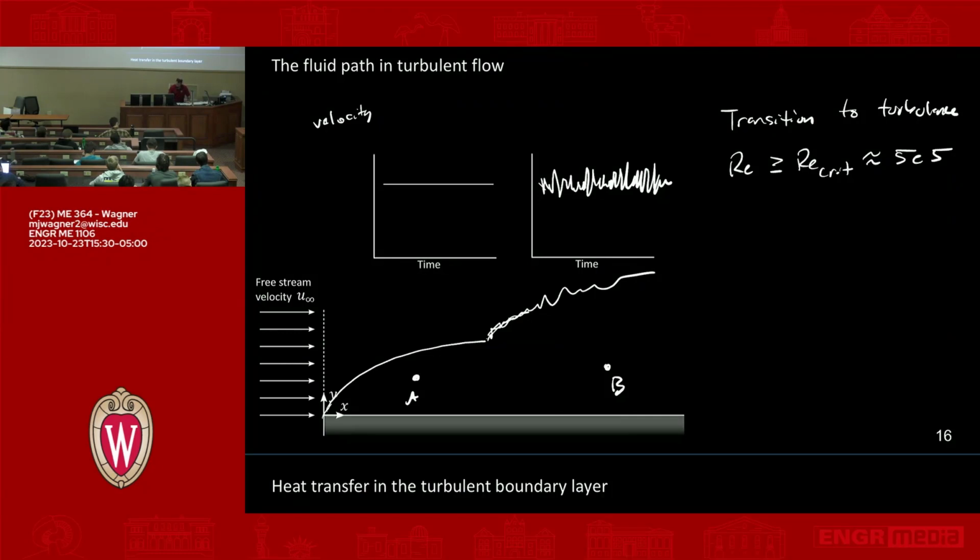And then the relationship between Reynolds crit and x crit is just, as you'd think, rho u infinity times x critical over mu. If I wanted to solve for the position at which this transition would occur, I just plug in 5 times 10 to the fifth, my rho u infinity and mu, and then I can compute x critical. All right?